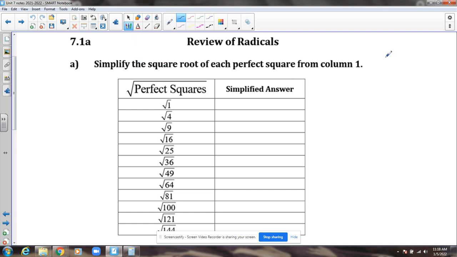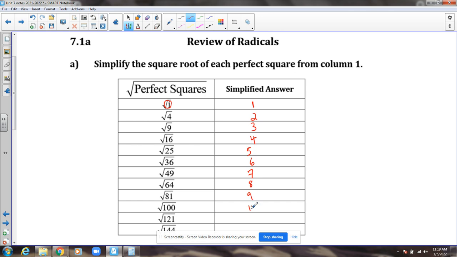So what a radical is basically saying is what times what equals this number. So the number under the radical is saying what times what equals 1. So the only way to get to 1, something times itself, is 1 times 1. Square root of 4, what times itself equals 4? Square root of 9, what times itself equals 9? What times itself equals 16? 5 times 5 is 25. 6 times 6 is 36, and so on and so forth.